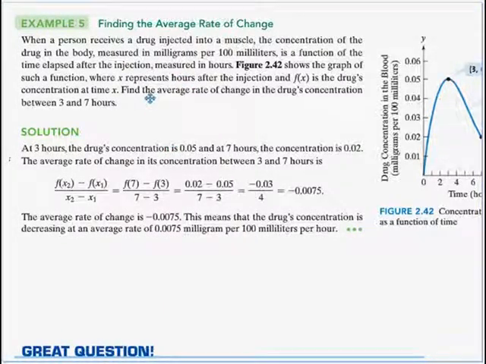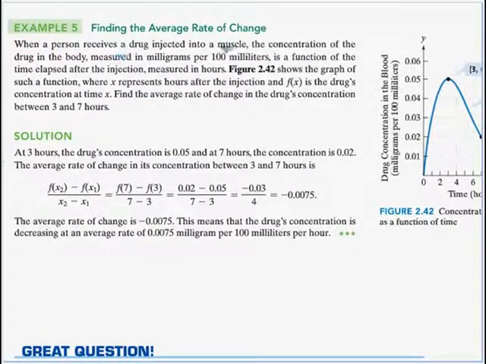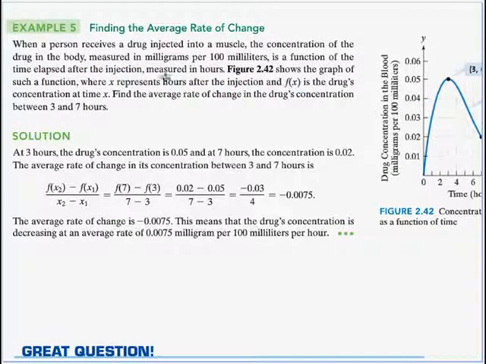Sort of a real-life type example of this. When a person receives a drug injected into the muscle, you get a shot at the doctor. The concentration of the drug in your body is measured in milligrams per 100 milliliters, and is a function of the time elapsed after the injection, measured in hours. The graph shows such a function where x represents hours after the injection, and f of x is the drug's concentration at that time, x. Find the average rate of change in the drug's concentration between 3 and 7 hours.